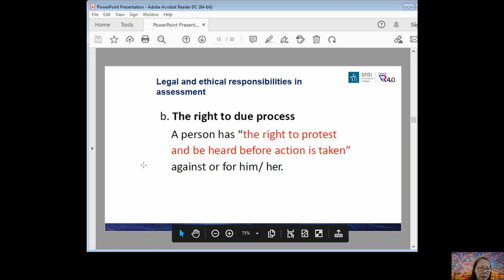The second right of the individual would be due process. A person has the right to protest and be heard before action is taken against him or her. Nowadays young people just love to complain about everything, at every opportunity. If they complain about someone, before action is taken on someone, we need to check first whether it's valid, whether it is so serious, or whether it's something that has to be addressed. We have to look into that. So, the right to be heard before action is taken.